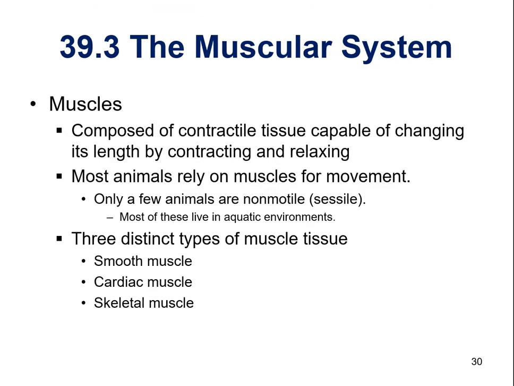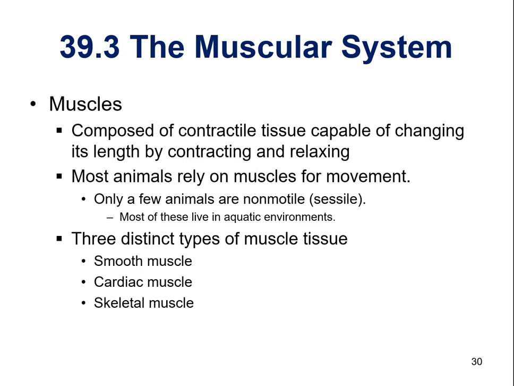All right, so moving on to the muscular system. So muscles, right? Again, we talked about muscle tissue in the tissue chapter, okay? And so it says muscles are composed of contractile tissue, which is capable of changing its length by contracting and relaxing, hence the name contractile tissue, right? So muscles are made up of tissue that can contract and relax.